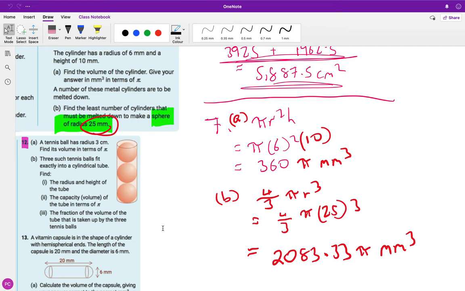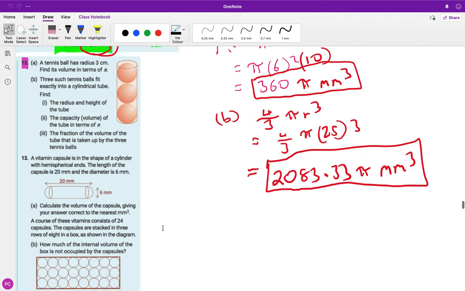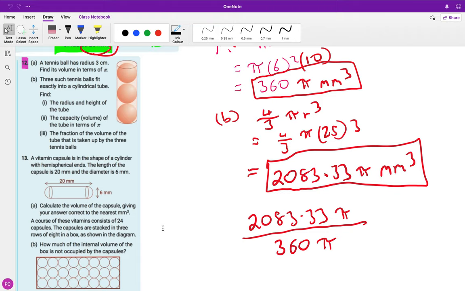So if that's the volume of one of our spheres, and this is the volume of our cylinder, I'm going to say, well, how many cylinders would it take? So we put one over the other, so we're going to have 2083.33 pi all over 360 pi. Here's the volume of the spheres, and here's the volume of the cylinder.